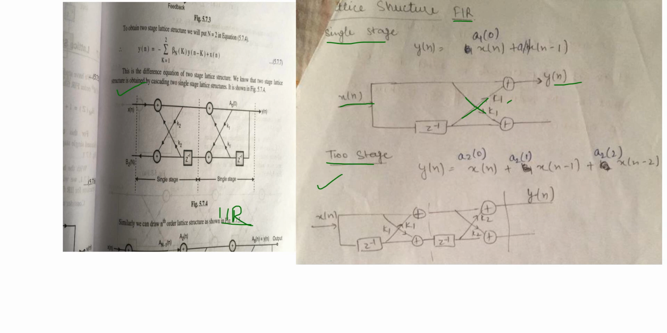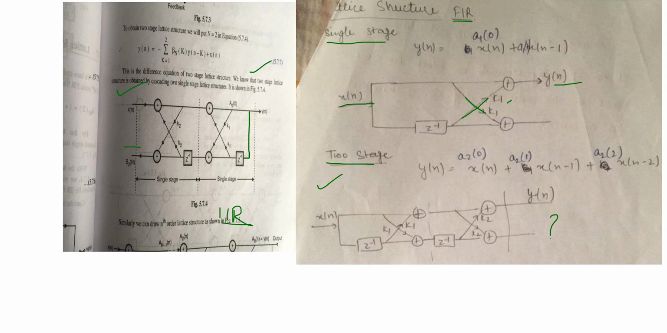Here, as we know, in IIR filter there is a feedback. So this feedback signal from Y of n is coming toward the input. In FIR there is no feedback. So the feedback signal is not coming to the input.